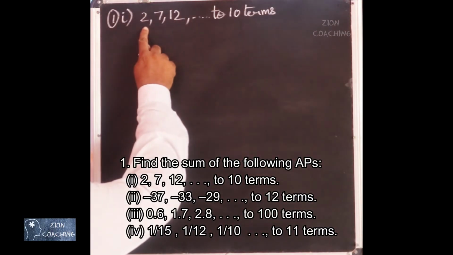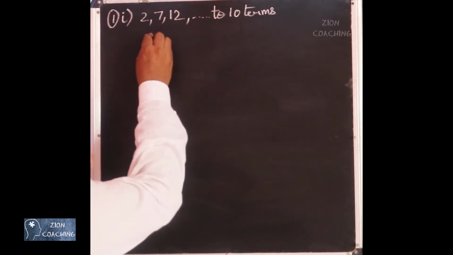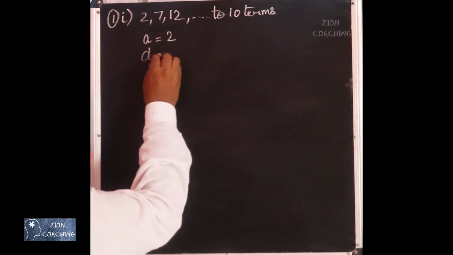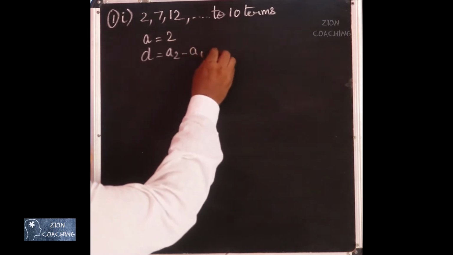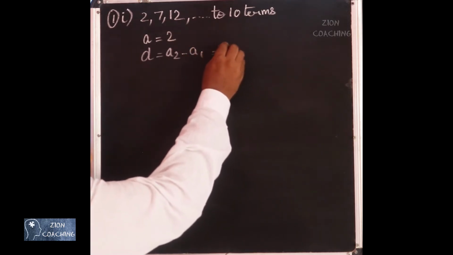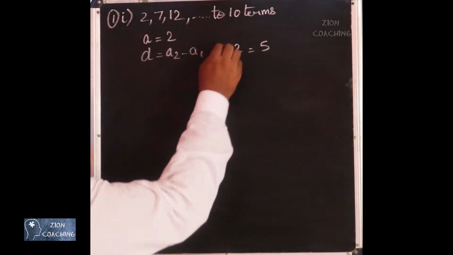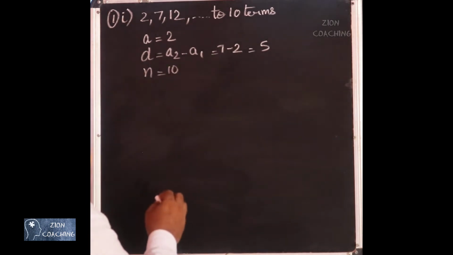We are going to find the sum of this AP up to 10 terms. The first term is 2. Difference is going to be your second term minus the first term, that is 7 minus 2, which is equal to 5. Number of terms is given, n is equal to 10.